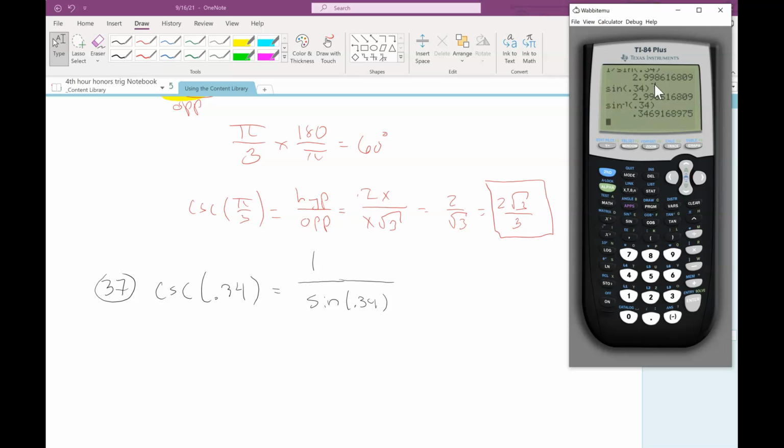Yep. So sine inverse is the name of a new function. That's not the same thing as 1 over sine.